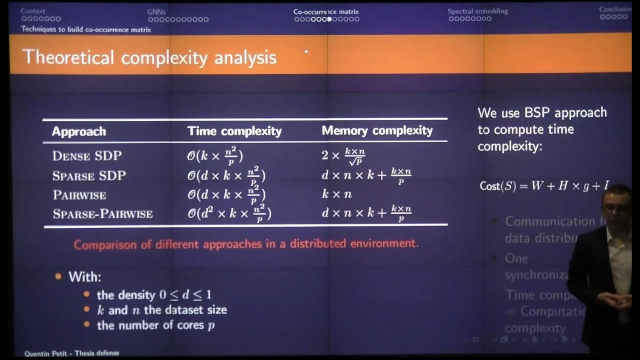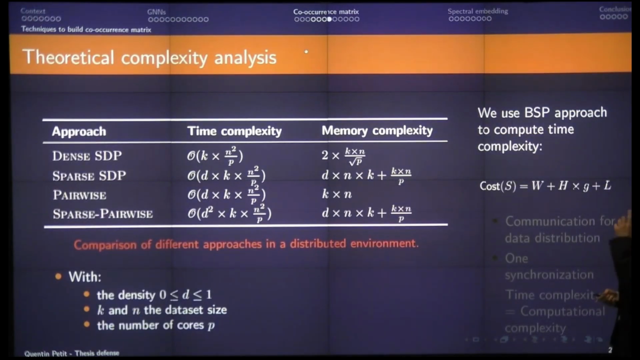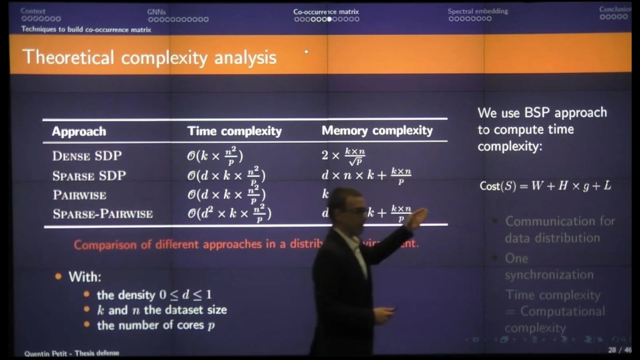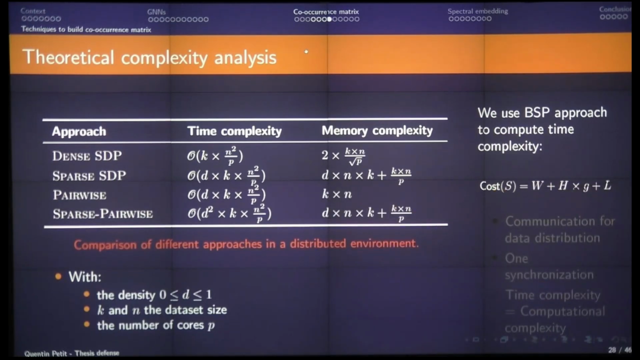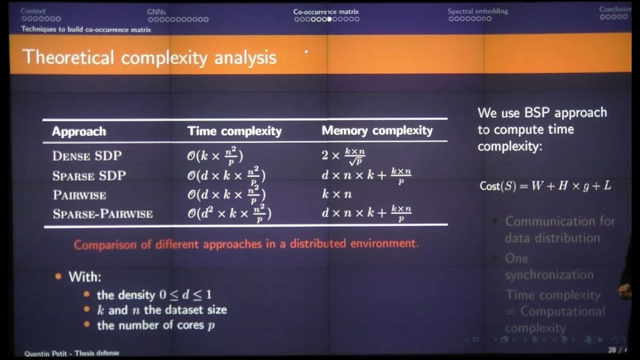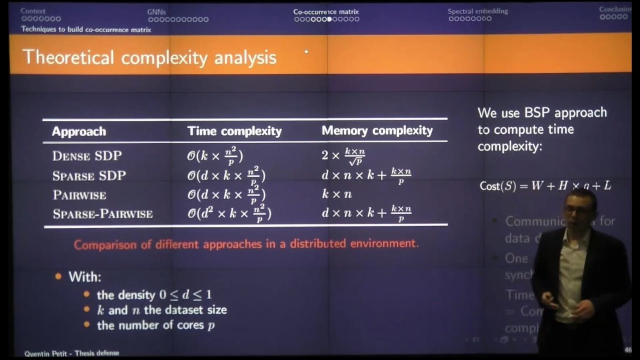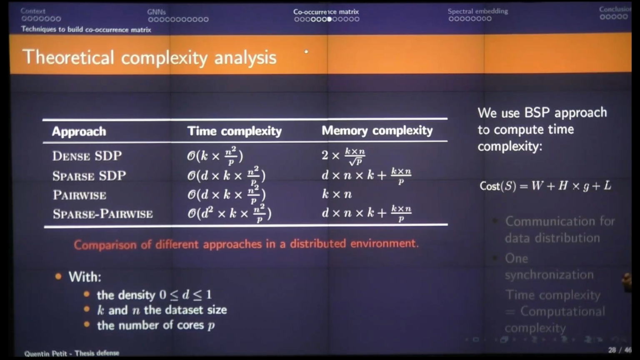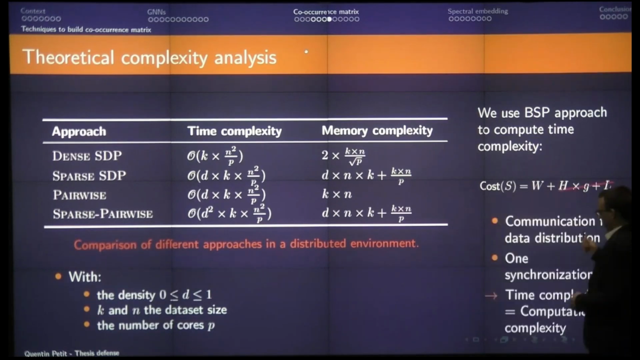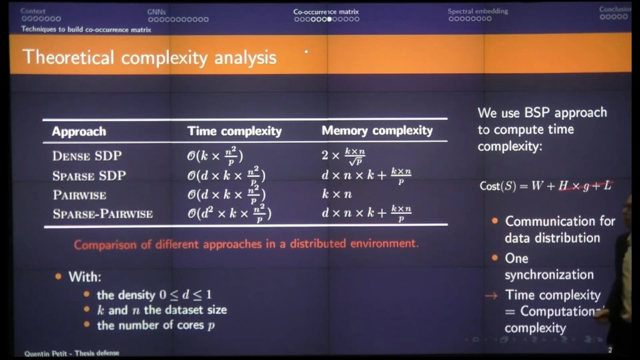To be able to compare these methods, we built a theoretical complexity analysis between the different approaches: dense matrix multiplication, sparse matrix multiplication, the pairwise approach, and the sparse pairwise approach. For all these methods, we compare the time complexity and the memory complexity. We use the BSP approach to compute the time complexity, but for each method we only have one superstep, so there is no difference in synchronization between the methods. The communication for this type of method is only used for data distribution, and no communication is needed to get the co-occurrence matrix if the data are well distributed between the different nodes. So the time complexity in our case is equivalent to the computational complexity.